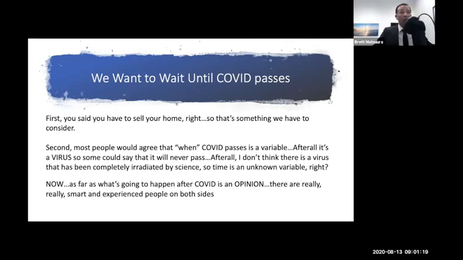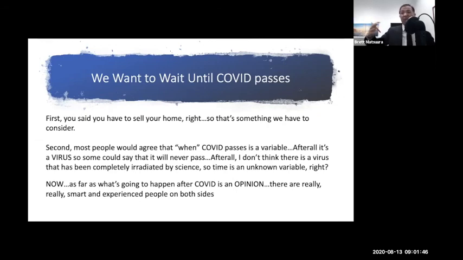Second, now most people, deflection, most people would agree that when COVID passes is a variable, right? We don't know when that pass date is. After all, it's a virus. So some could say that it's never going to pass. I'm not a scientist, but I don't remember learning anything about the extinction of a virus that science has eradicated, right? That could be a week, that could be a month, that could be a year.